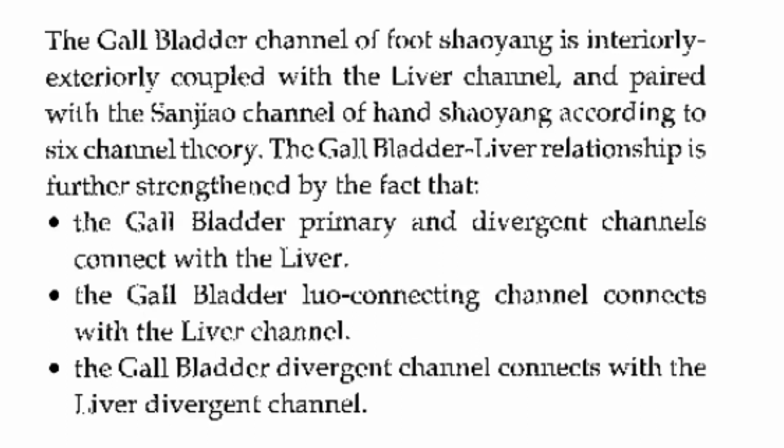The gallbladder channel of Foot Shaoyang is interiorly-exteriorly coupled with the liver channel and paired with the Sanjiao channel of the Hand Shaoyang according to the six channel theory. The gallbladder-liver relationship is further strengthened by the fact that, first, the gallbladder primary and divergent channels connect with the liver. Second, the gallbladder luo-connecting channel connects with the liver channel. And third, the gallbladder divergent channel connects with the liver divergent channel.